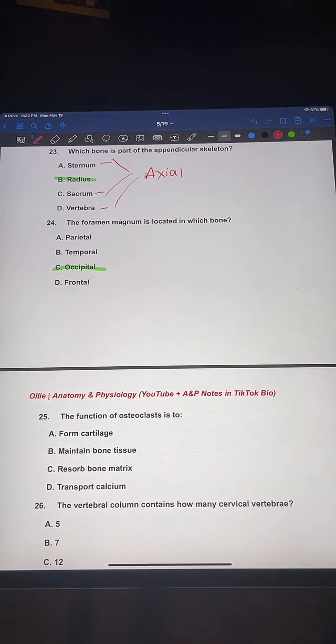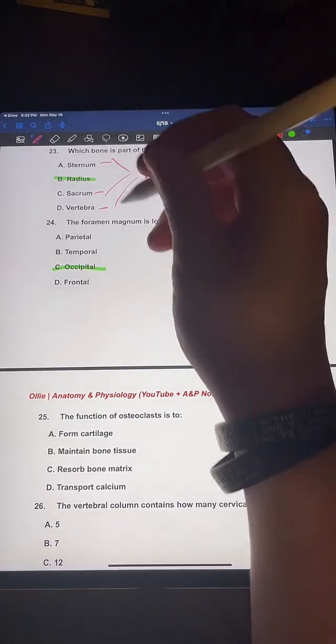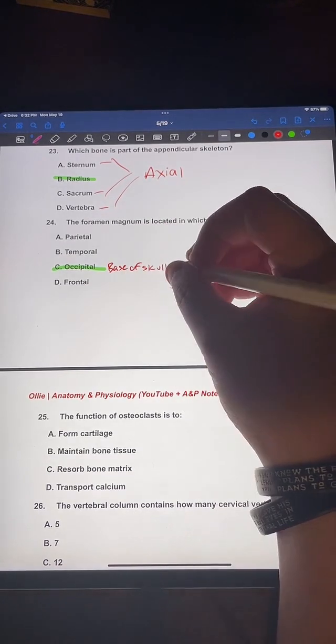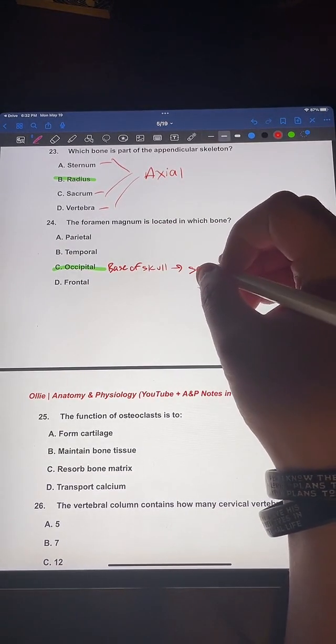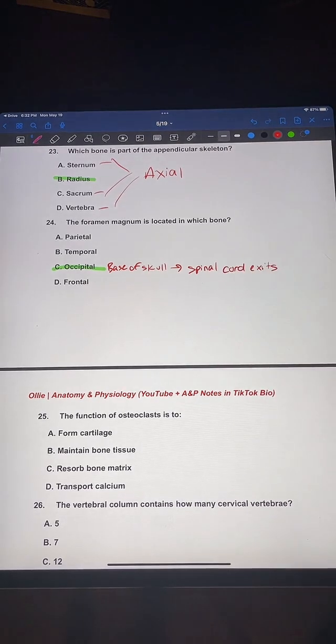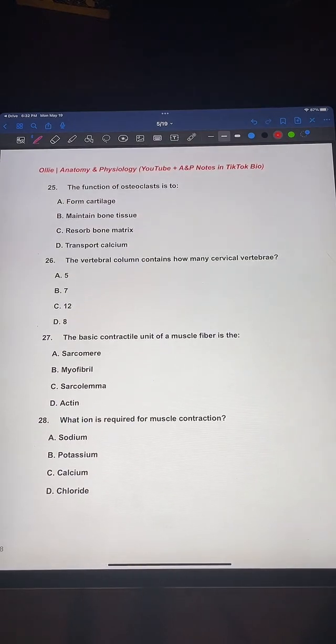C, occipital. So this is the base of our skull. This is where our spinal cord exits. Our parietal, those are the sides of our skull. The temporal is the ear region, and the frontal is the forehead. Again, our foramen magnum is where the spinal cord exits the skull, and that is going to occur at the occipital bone.